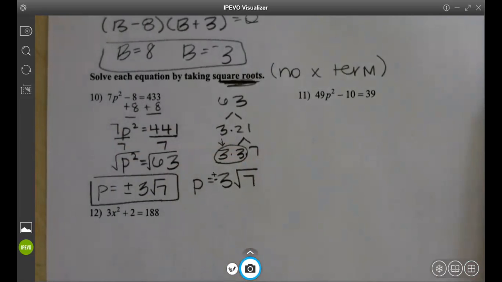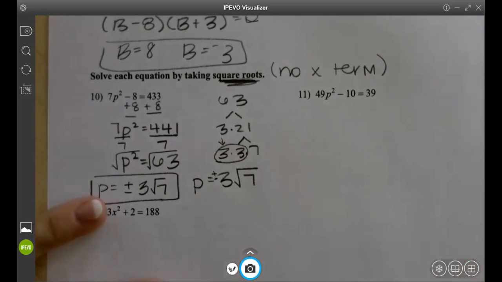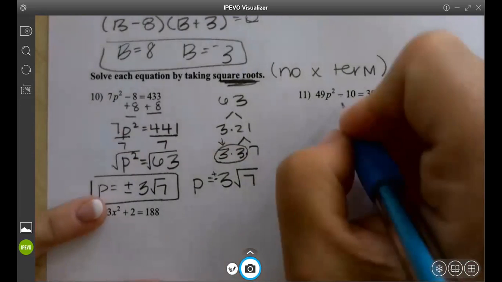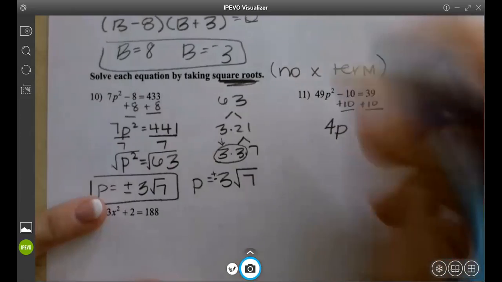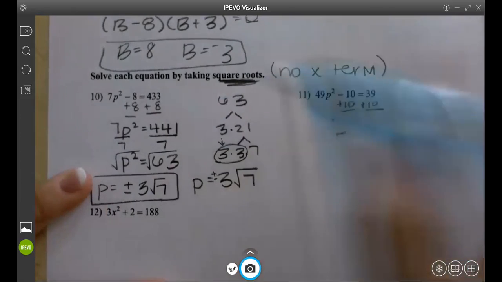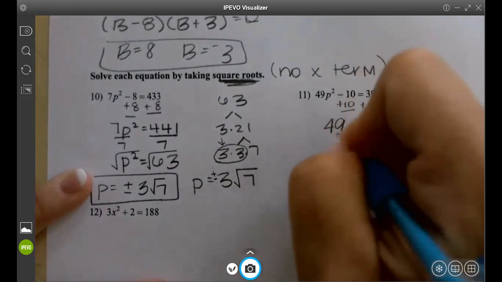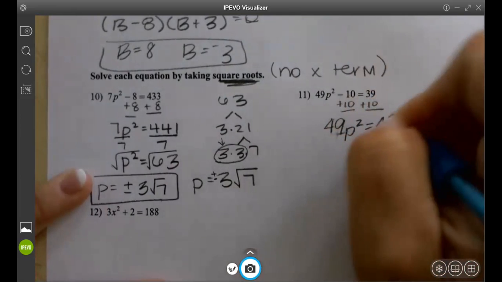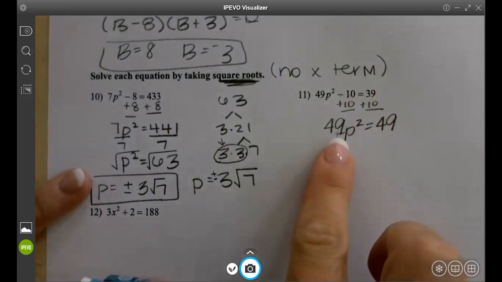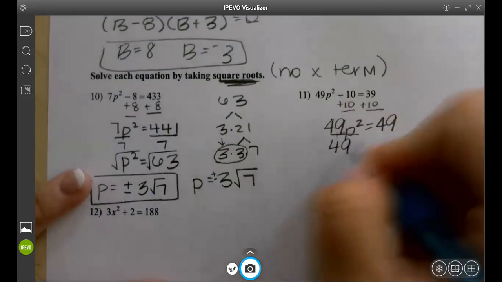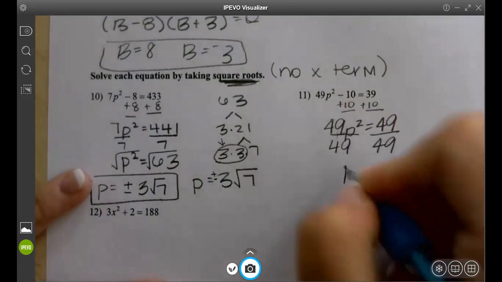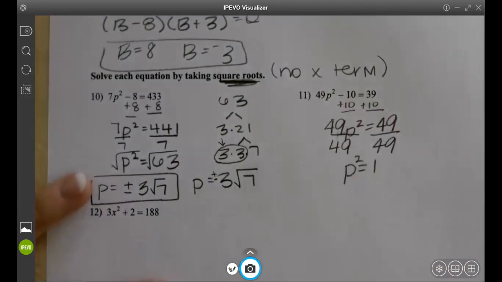The next one is easier. I need to solve for p squared. What's on the same side but not with it? How do I get rid of the minus 10? Add 10 to both sides. I get 49 p squared equals 49. Same exact steps. How do I get rid of this 49? Divide by 49. 49 divided by 49 is 1.